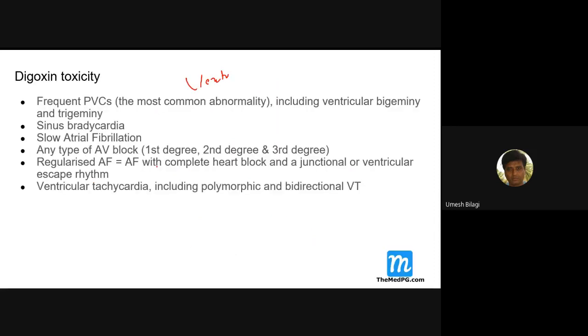So, if there is a severe toxicity, and if it is causing a third degree AV block, the atrial fibrillation which is there may become a regular ventricular rate. That can happen. Regularized AF. Complete AV block it can induce. Digoxin toxicity can of course cause all these arrhythmias. All the arrhythmias can happen.